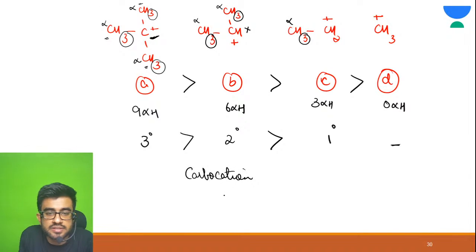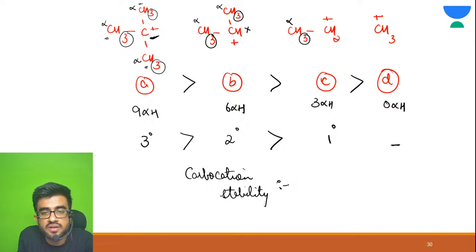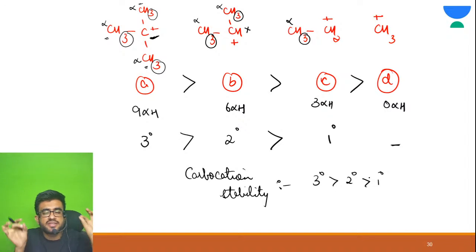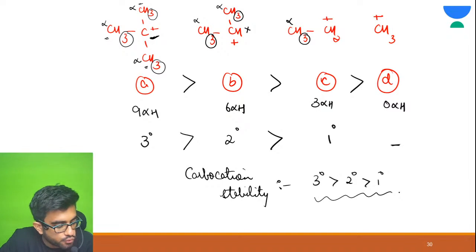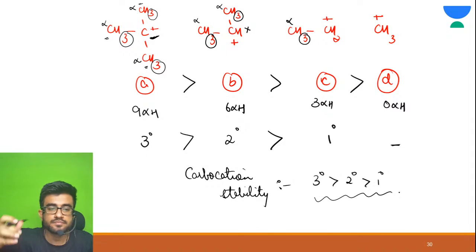Carbocation stability is 3 degree, 2 degree, 1 degree. We will be learning this again in much more detail in further classes. Right now I have just given you a brief hint. Is this much clear to all of you? Give me a thumbs up in the chat section if this is clear to each and every one.